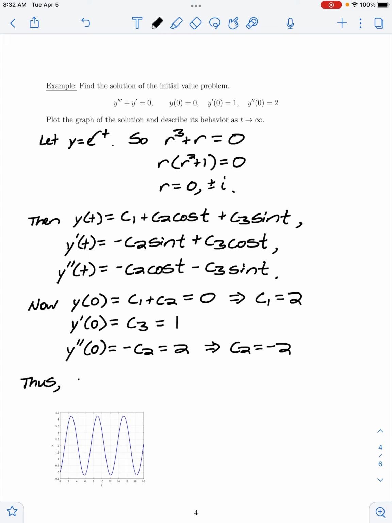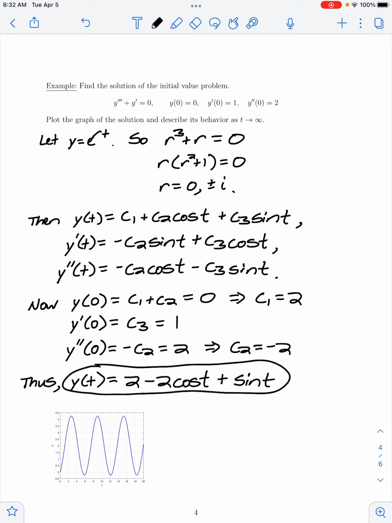So substituting these expressions back into our general solution, we find that y of t is given by c1, which was 2, plus c2, which was negative 2 times cosine of t, plus c3, which was 1 sine of t. So this is our solution of that initial value problem. And we're asked to plot the graph of the solution, which I've included here in the lecture notes. And then we're asked to describe its behavior as t becomes infinitely large, or as t increases.